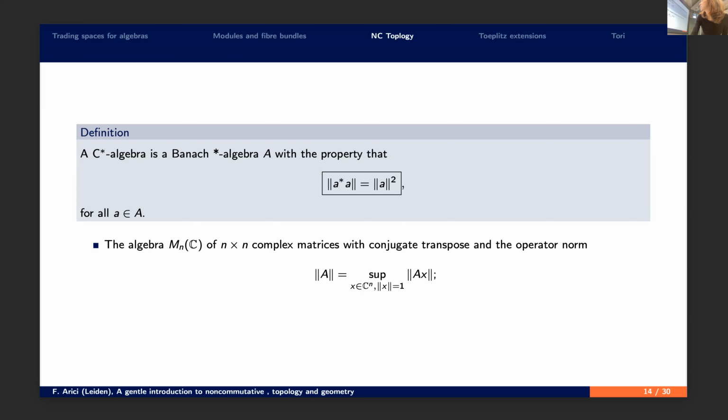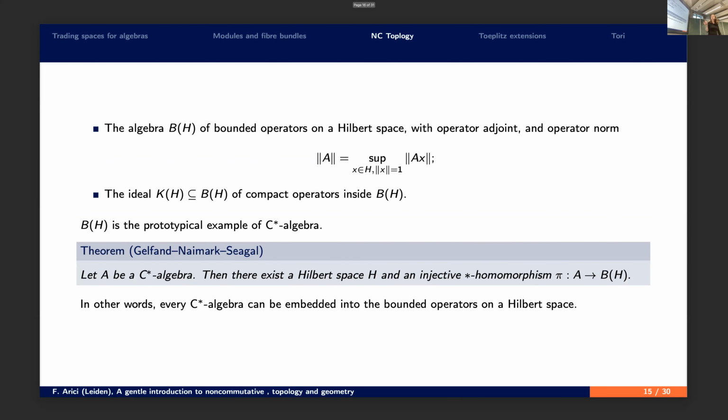So, this is the operator norm indeed, and this can be extended to infinite dimensional spaces. So the algebra of bounded operators on a Hilbert space, which again has a natural adjoint that comes from the inner product in the Hilbert space, and with the operator norm, is also a C-star algebra. So you also have the C-star identity there. Again, the operator norm is defined likewise by looking at the supremum over all vectors of norm 1. And then inside this algebra of bounded operators on Hilbert space, you have an ideal, the ideal of compact operators, and this is also a C-star algebra. So these are all examples of non-commutative C-star algebras.